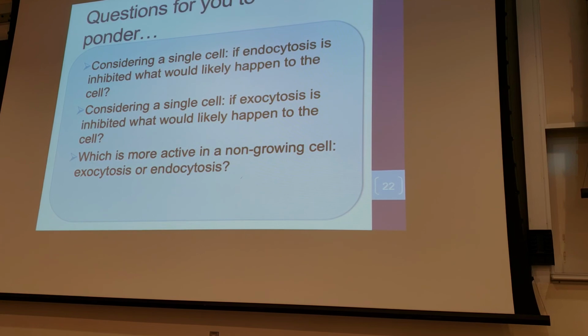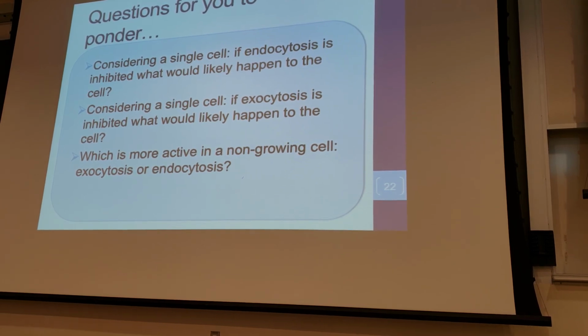If we think from the viewpoint of a single cell, and if we inhibit endocytosis, what would happen to that cell? Let's think about this. What kind of things can we think of would happen to this cell? What's it lacking? What's it used? Probably depletes because it's trying to produce. Same thing with exocytosis, it could kill itself.